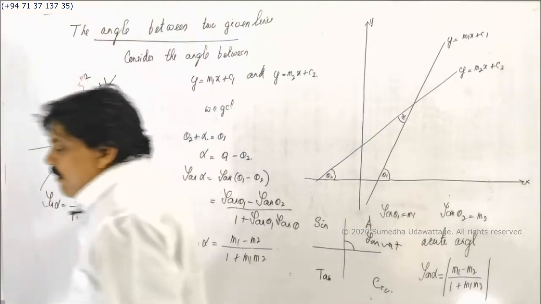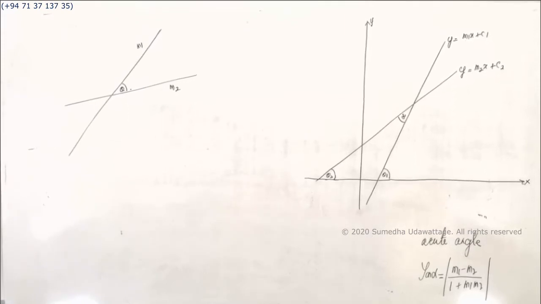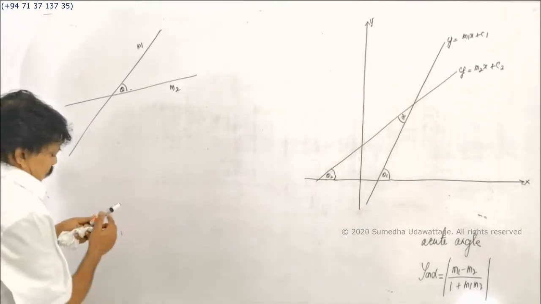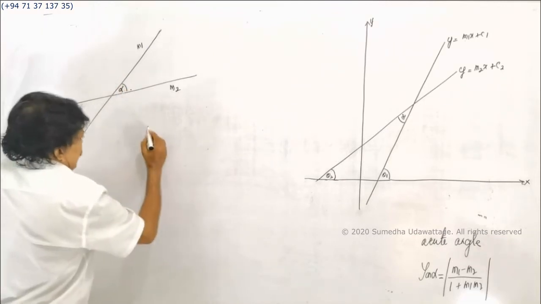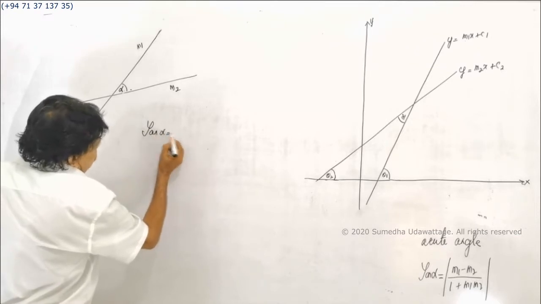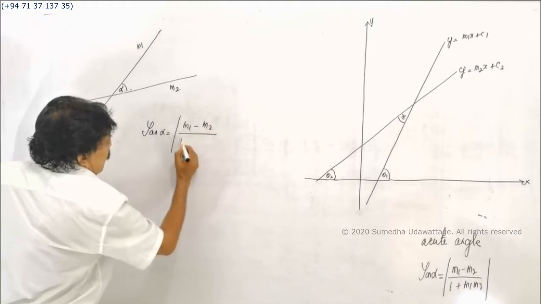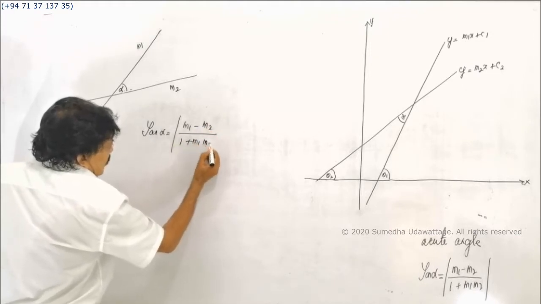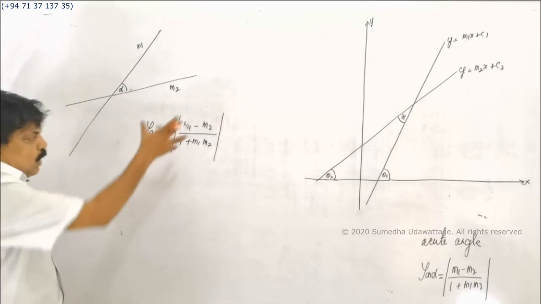And the next topic I have to talk to you about would be parallel lines. Now you consider two lines with gradients M1 and M2. If the angle between the two lines is alpha, you get tan alpha is equal to modulus of M1 minus M2 over 1 plus M1 M2. Since we take the modulus, even though you write M2 minus M1, no matter, because you get the modulus value of it.